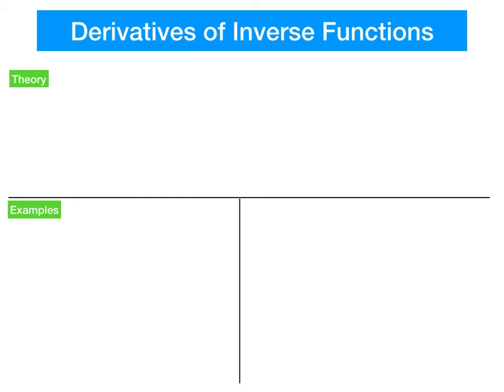In this short video, we'll explore how to find the derivatives of inverse functions. Let's look at the relation between a function and its inverse. If you compose the inverse function with the function itself, you will get the independent variable out. So f composed with f inverse of x equals x.